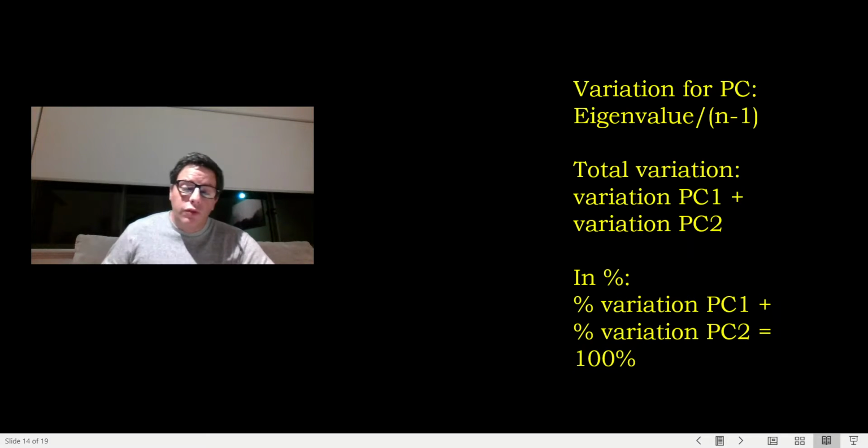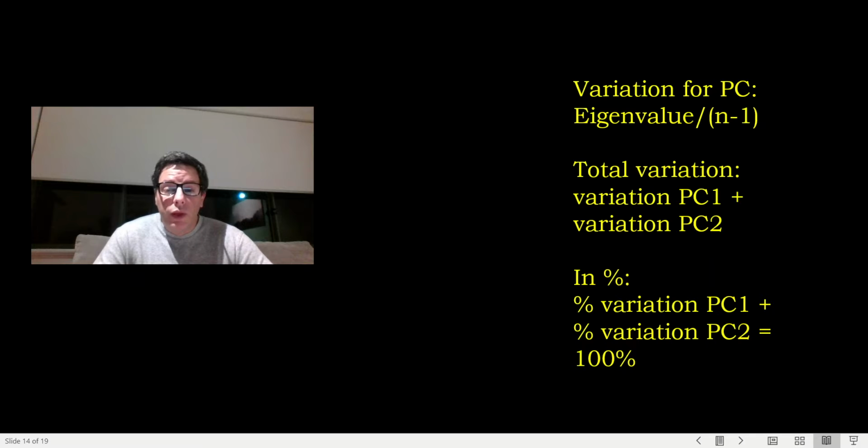And in percentages, the percentage variation of principal component 1 plus the percentage variation of principal component 2, in this case will be 100%. But sometimes when we have more variables, we have more principal components. So the total variability will be the sum of the variabilities of each of the components. But then in the model, we are going to keep a couple or three or more or four, but we don't keep all the principal components.